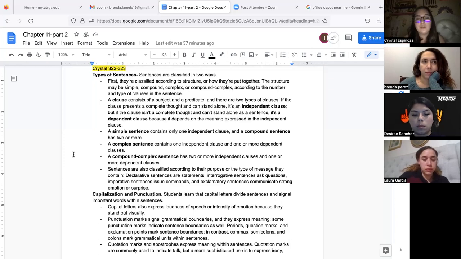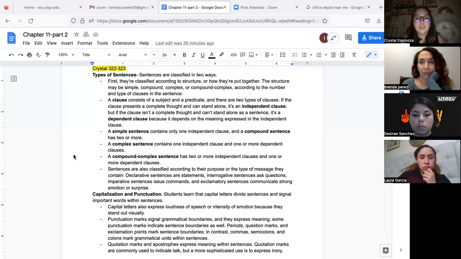Capitalization and punctuation. Students learn that capital letters divide sentences and signal important words within sentences. Capital letters also express loudness of speech or intensity of emotion because they stand out visually. Punctuation marks signal grammatical boundaries, and they express meaning. Some punctuation marks indicate a sentence boundary as well.